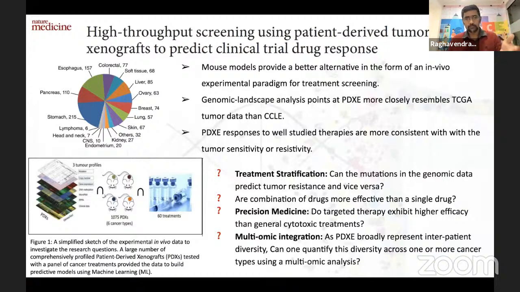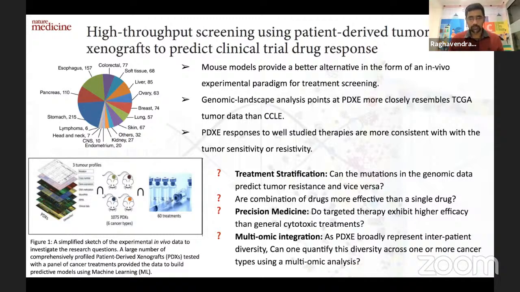Because that was one of the biggest conclusions of this study, where they observed a diversity among the models which carry the same cancer cells from different patients. So they translate into interpatient diversity. So can we quantify this diversity? Or more importantly, can we find the commonality among this diversity so that we can use it for biomarker analysis? So these are different questions.